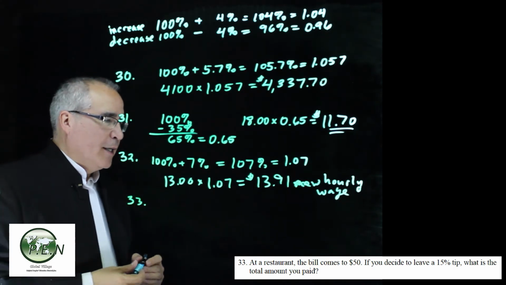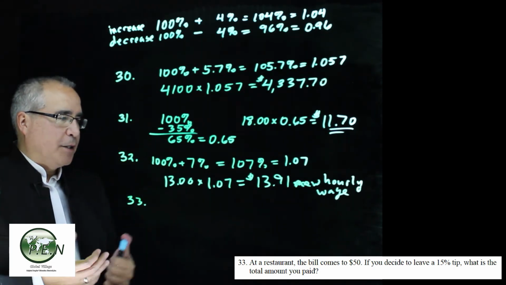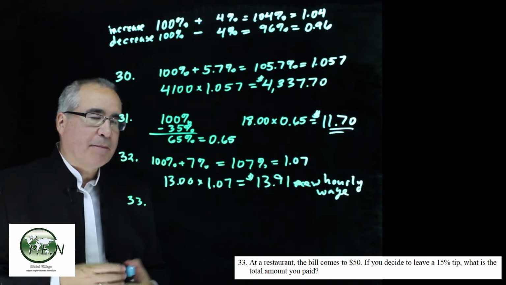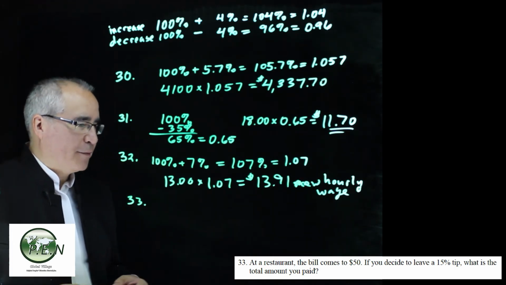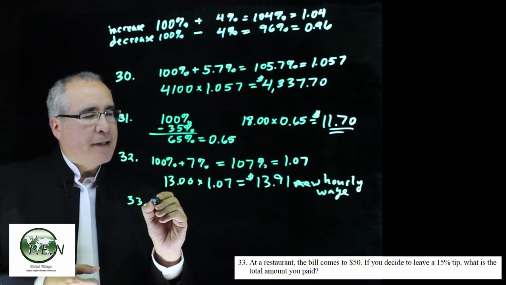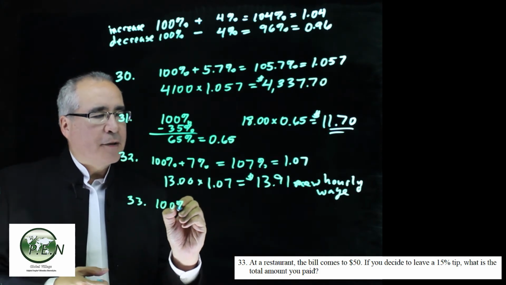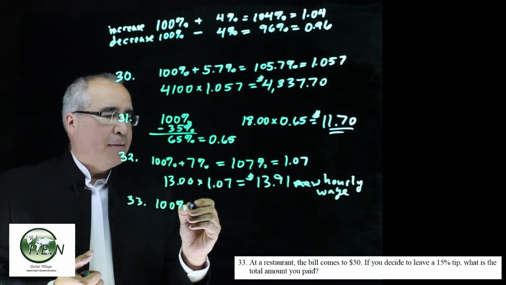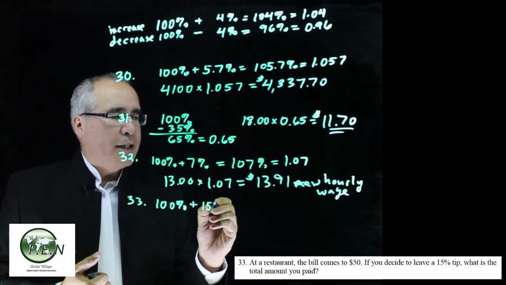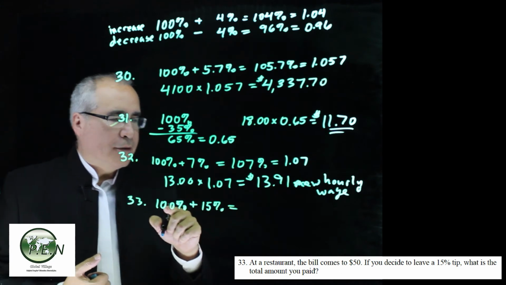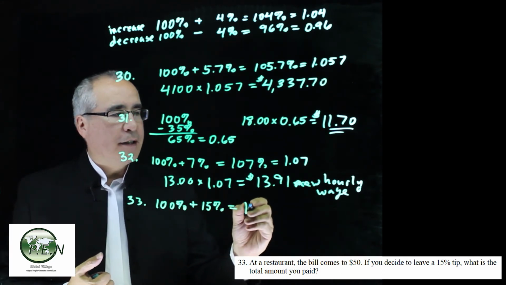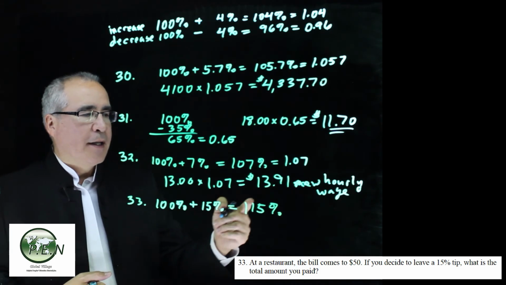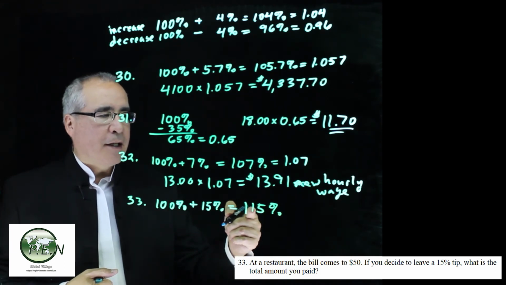33. At a restaurant, the bill comes to $50, and you decide to leave a 15% tip. What's going to be the total cost? Again, we've got 100%, since we're going to pay the whole bill, what we're supposed to pay. We're going to add on a 15% tip. So 100 plus 15 is 115%. We're paying more than the bill. Turn it to a factor by dividing by 100.